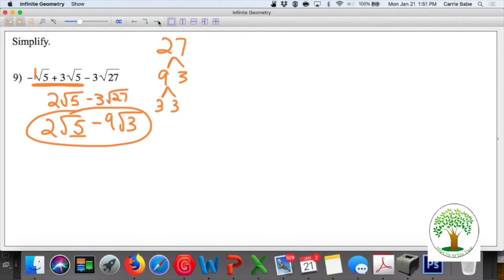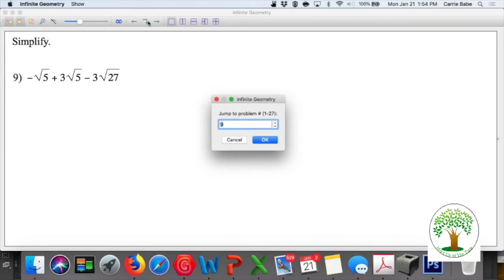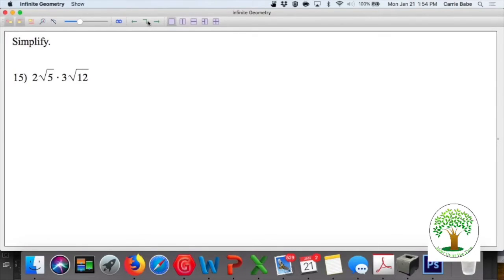All right. One more of those. Let's go to number 15, and maybe we can come back if we have time. Okay? All right, we're going to do these. This is a multiply. Remember that we're going to multiply the number on the outside and the radical also. So what is 2 times 3?